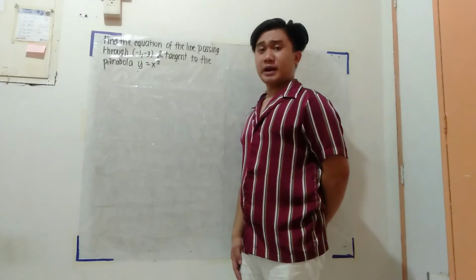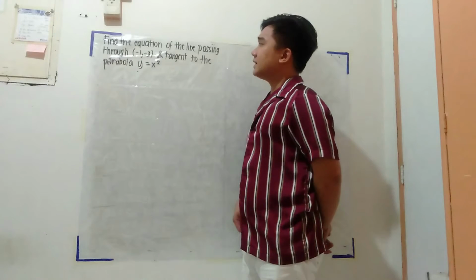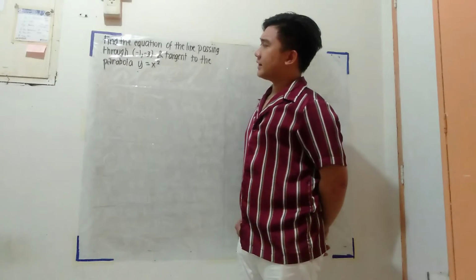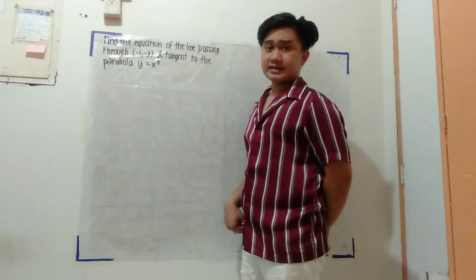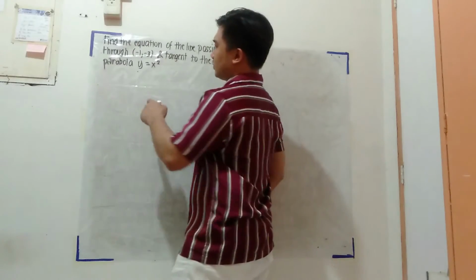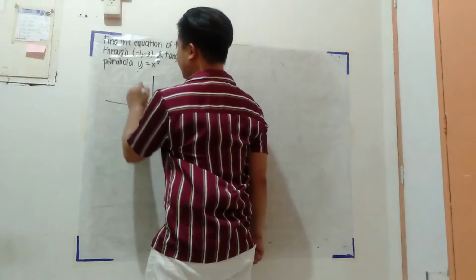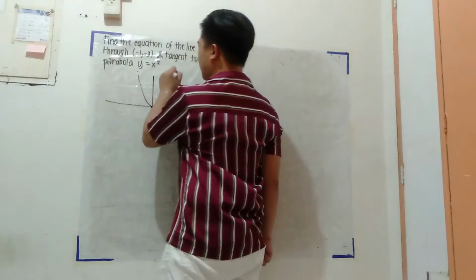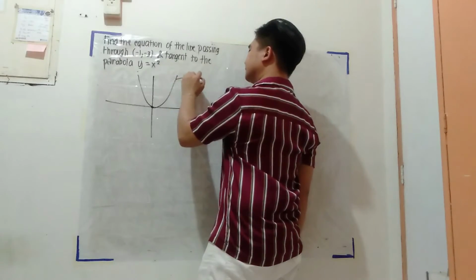We're down to the last problem. So, let me read it for you. Find the equation of the line passing through (-1, -3) and tangent to the parabola y equals x squared. So, let us draw the curve first. So, this is just a parabola opening upward. So, this is y equals x squared.